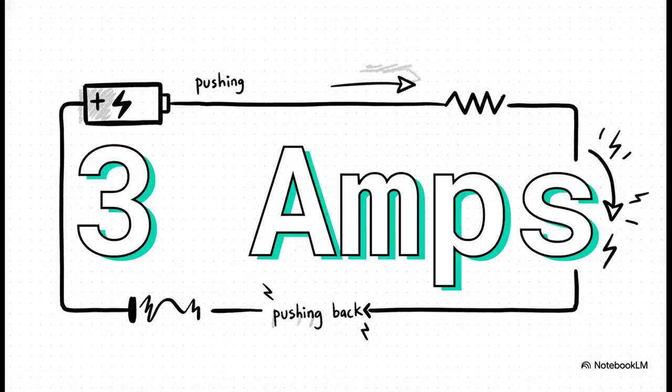Imagine a really simple circuit. Let's say it has a battery pushing with 6 volts and a resistor pushing back with 2 ohms of resistance. Using our newly rearranged formula, we literally just take our 6 volts and divide it by our 2 ohms. The result? A current of 3 amps. See? It really is that straightforward when you just plug it into the formula.